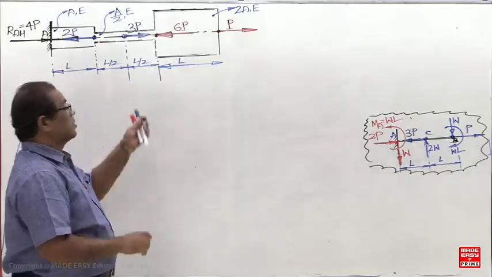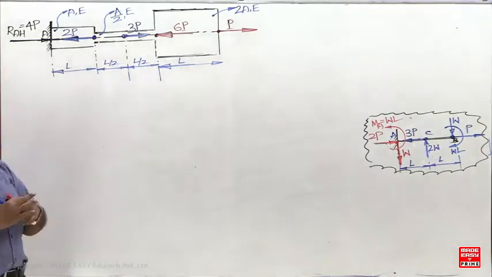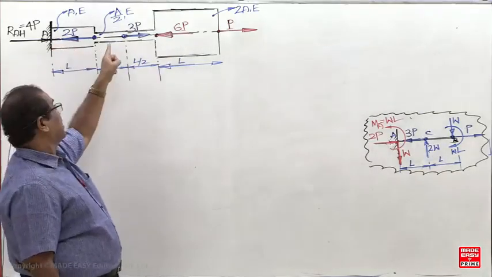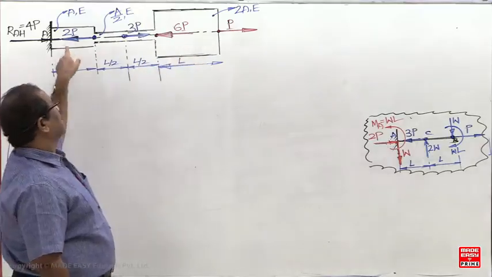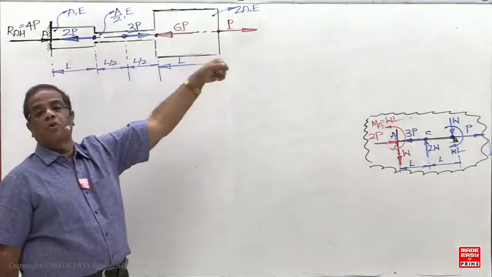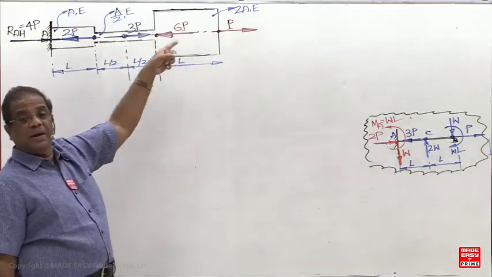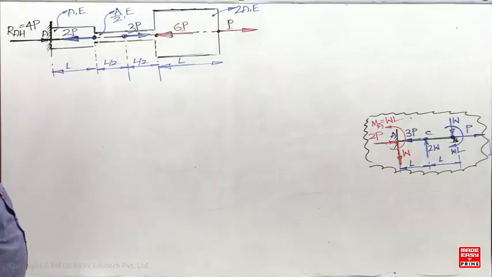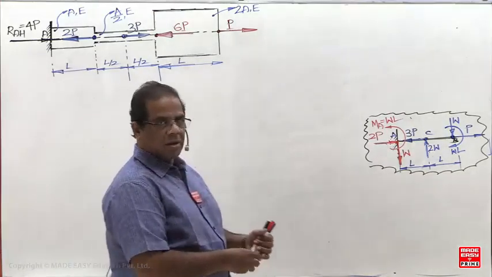Okay, so now I'll come to this question. How do you get the horizontal reaction directly? What is the net axial load now? 8P towards the left side, and towards the right, 4P. So the net axial load, or sigma H, is 4P towards the left side. The reaction should be towards the right side.